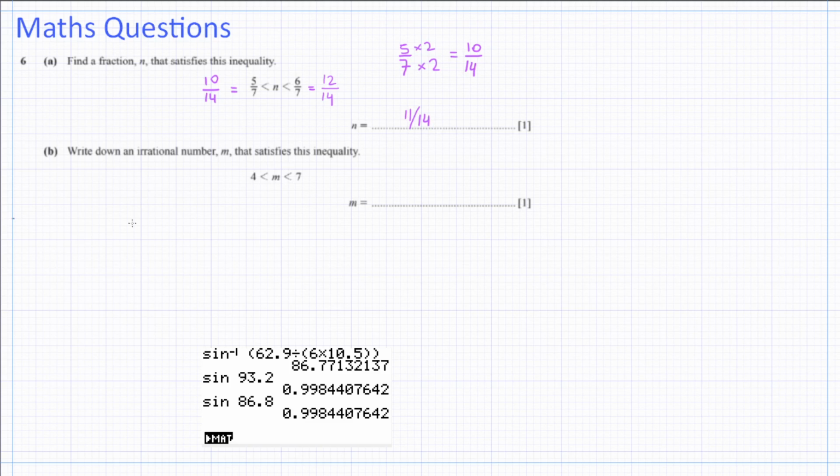Letter B. Write down an irrational number, m, that satisfies this inequality. So m should be between 4 and 7. Now let's think about this for a while. We are looking for an irrational number. So an irrational number is not a rational. So not rational. Rational numbers are numbers that we can write as a fraction.